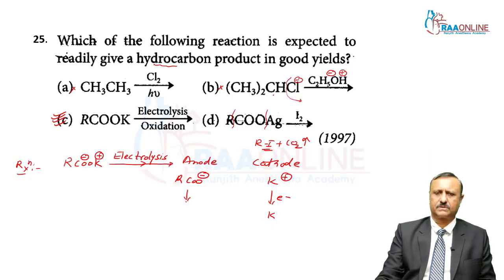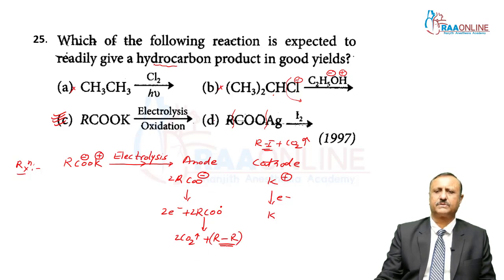RCOO minus gives these 2 electrons to convert into RCOO free radical. My dear students, from this free radical, carbon dioxide is removed, and the 2 R free radicals react with each other to form alkanes or hydrocarbons. In this way, you can prepare the hydrocarbon.